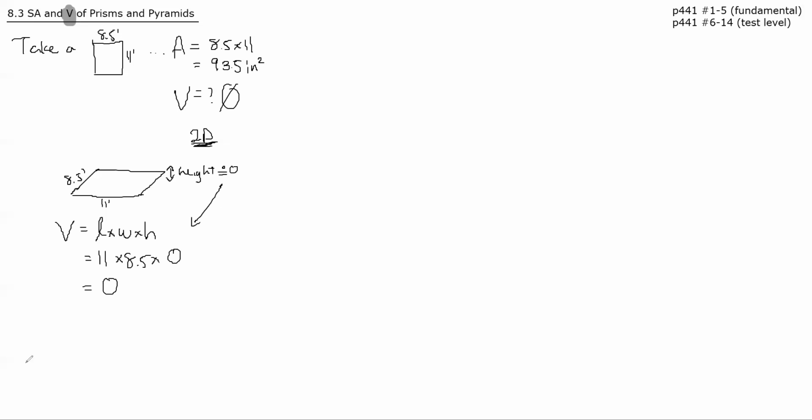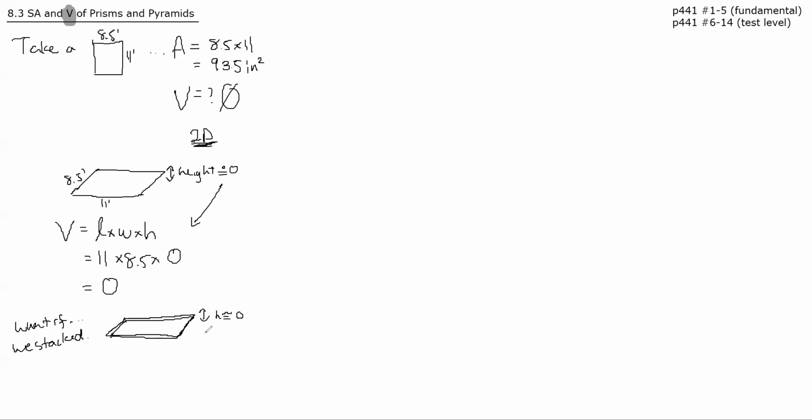But here's the interesting part. When you buy paper, does it have a height of 0? No, because when you buy paper, it comes in a stack. So what if we stacked it? What if we took a piece of paper, so that's my piece of paper, and I stacked 2 pieces of paper together? Is there a height?